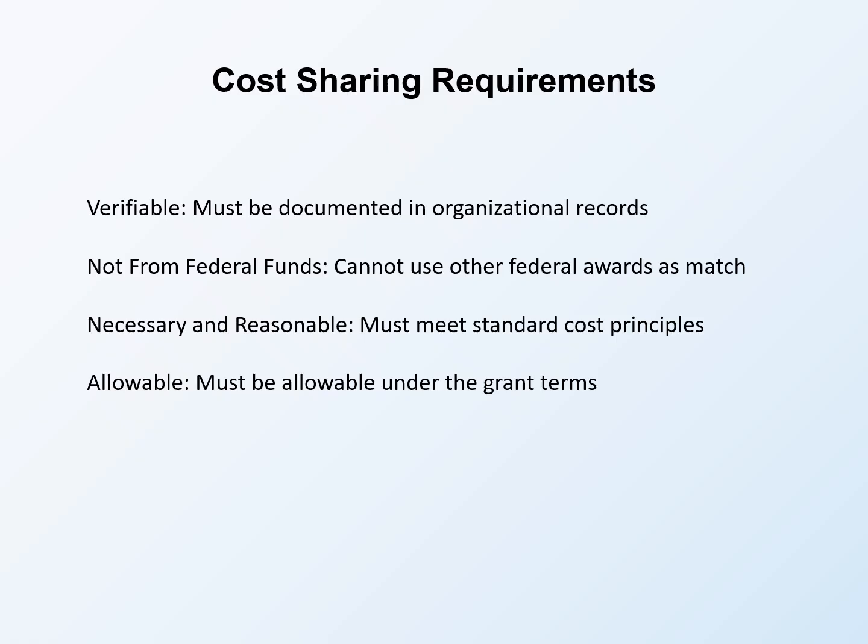Contributions cannot come from other federal funds. You cannot use federal grant funds to meet cost-sharing requirements on another federal grant. This prohibition prevents double counting federal resources. If you have a federal grant supporting general operations, those funds cannot be redirected to meet match requirements elsewhere.